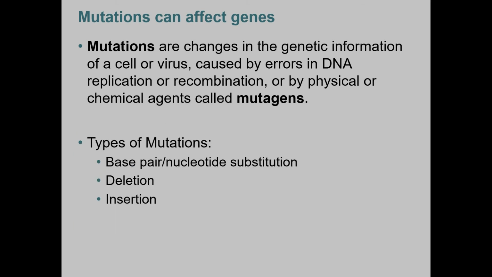There are names for different types of mutations, but we'll only be talking about 3 of them today. The first is a base pair or nucleotide substitution, the second a deletion, and the third an insertion. We'll talk about what they are and how they will make changes to the DNA and the codons that are inside.